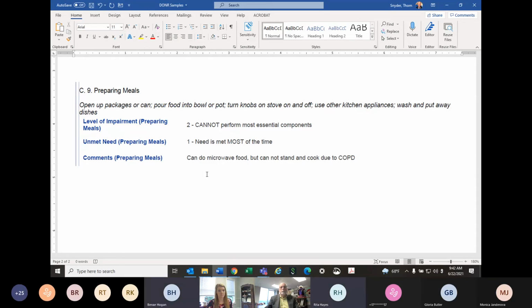It doesn't say what she can do as far as opening the packages and cans. It doesn't say anything about the stove. And if the need is met most of the time, how is it met? I mean, does someone else do the cooking for her?